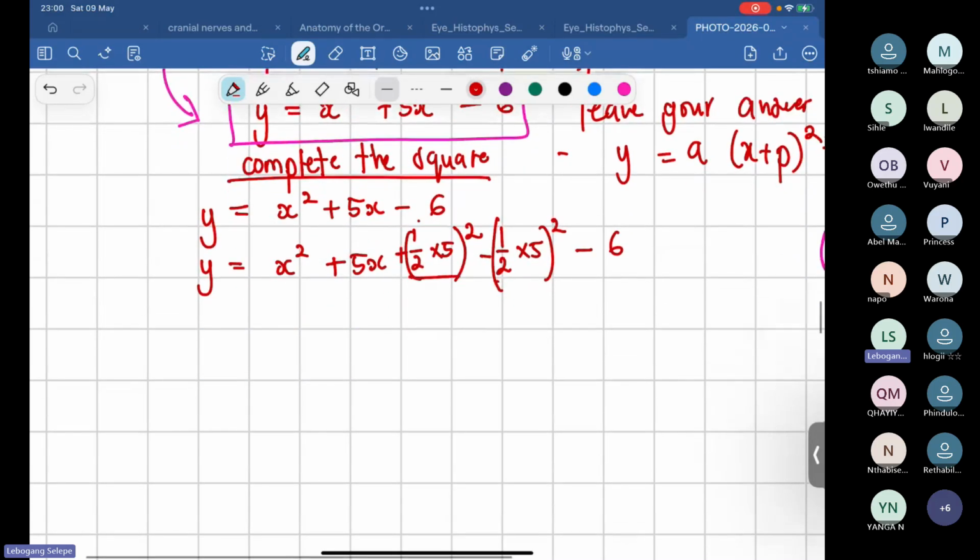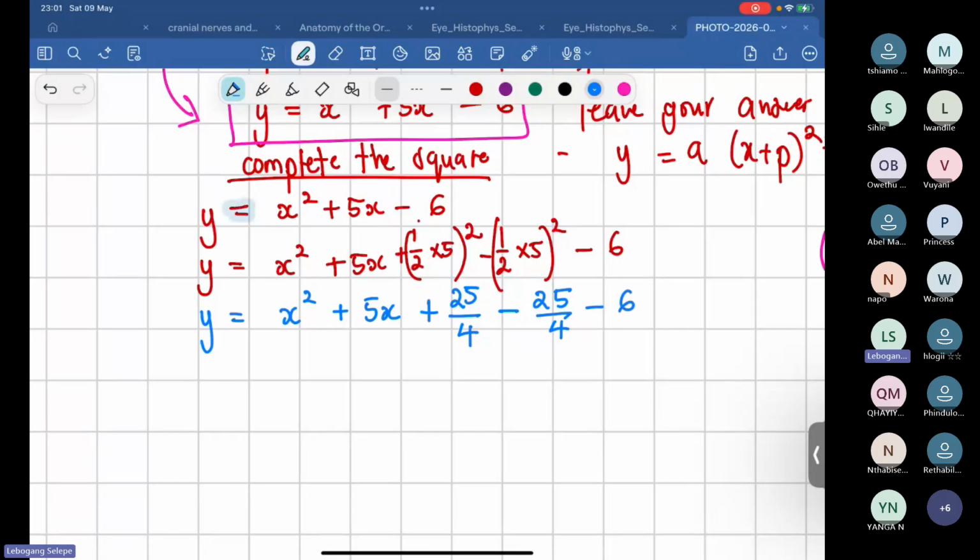But you don't have to show this. I'm just showing you so that you can understand where the numbers will be coming from. So this is y is equal to x squared plus 5x. Half of 5 is 5 over 2. And then we say 5 over 2 squared, that should give you 25 over 4. So this is going to be plus 25 over 4 minus 25 over 4 minus 6.